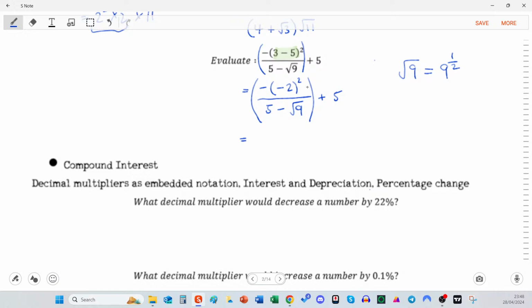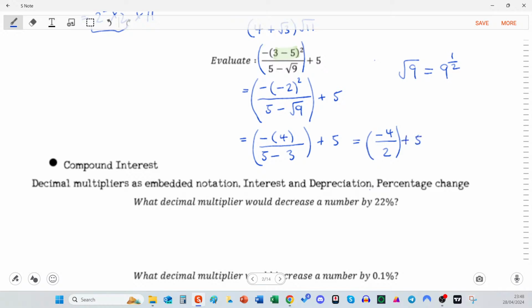Up on the top here, anything squared is a positive. So we've got a negative, positive 4. And square root of 9 is 3. That's still going to be add 5 at the end. Now we've got something a bit easier. So we've got negative 4 over 5 take away 3, which is negative 2. So we're doing the numerator and the denominator separately. It's not negative 2, it's actually just 2 because 5 is bigger. Always double check.